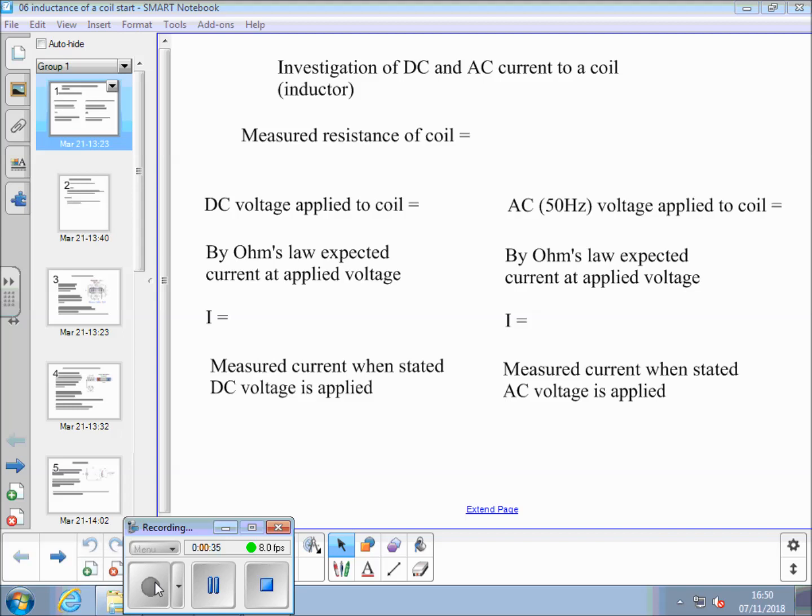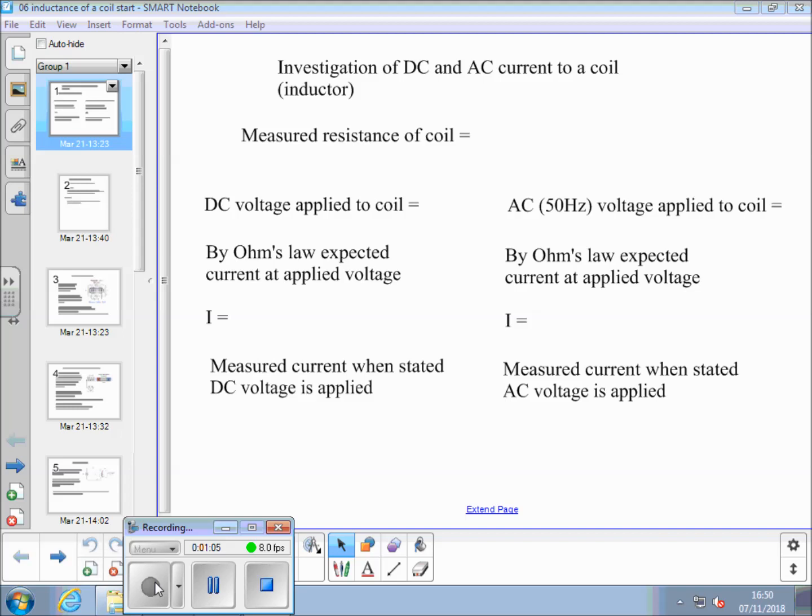What we're going to do is use a meter to measure the resistance of the coil. Then we're going to apply a DC voltage and, by Ohm's law, work out what the expected current is and then measure it. The expected current will be calculated from the measured resistance and the applied voltage.